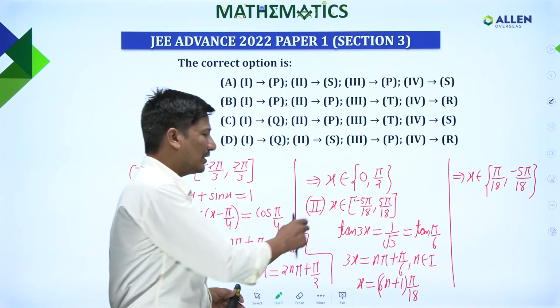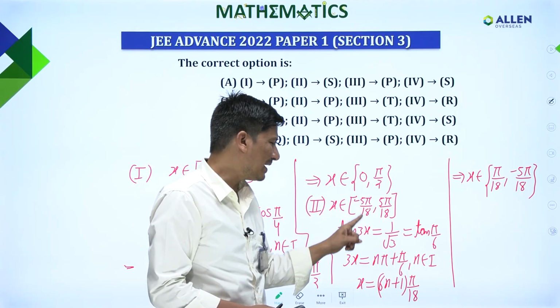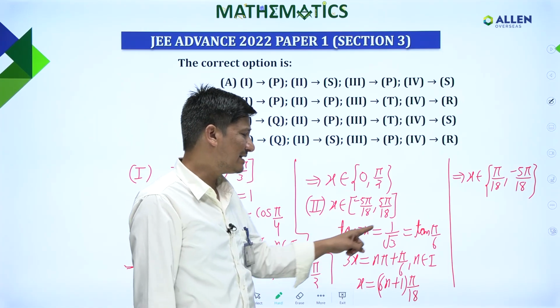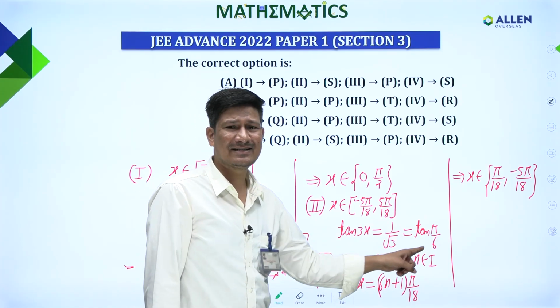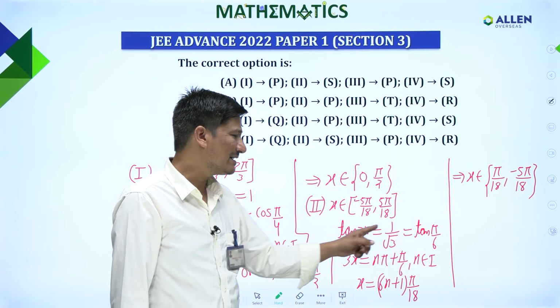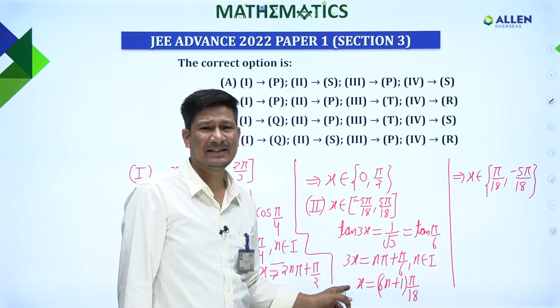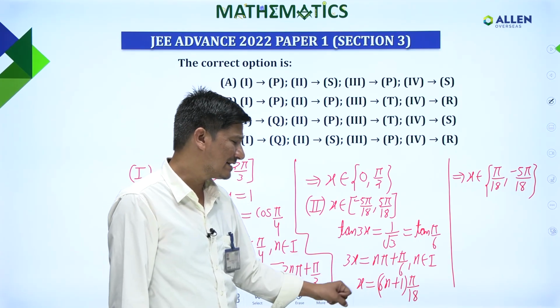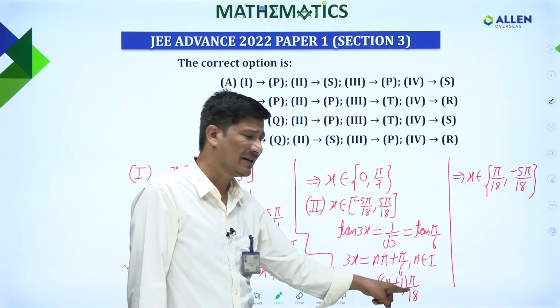Second part, bachcho, for x belonging to minus 5 pi by 18 to 5 pi by 18, the equation is tan 3x is equal to 1 by root 3. Write it as tan pi by 6. Now, what is the general solution of the equation tan theta is equal to tan alpha? Yes, guys, that is theta is equal to n pi plus alpha. So after solving, we are getting x is equal to (6n plus 1) pi by 18.